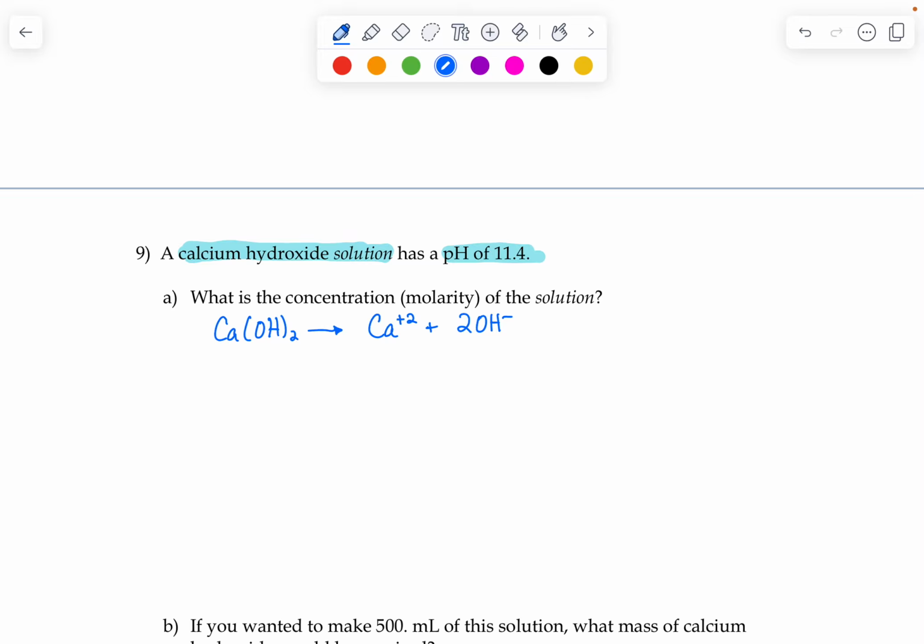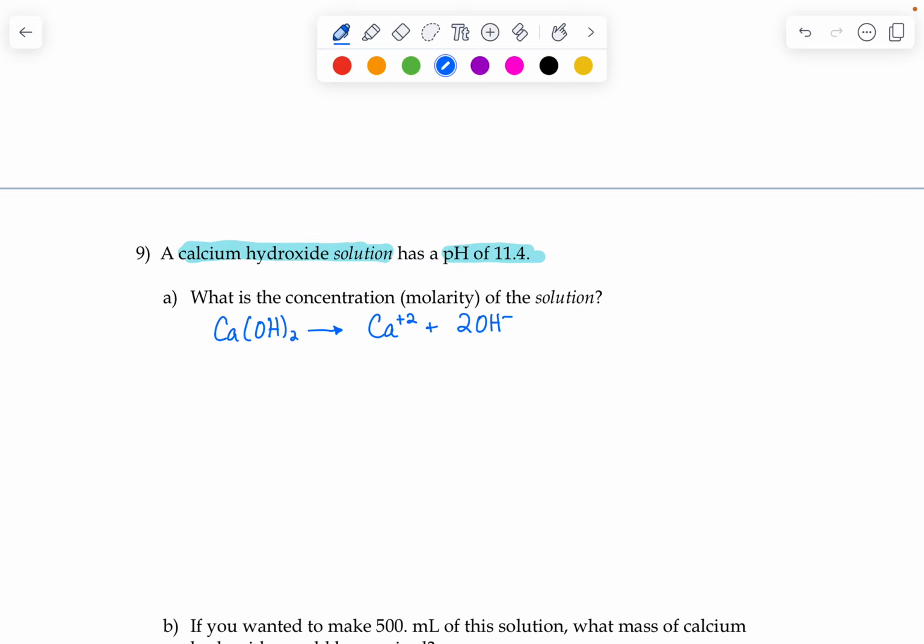Now, if you're a smarty pants out there on the internet and you are looking up weak acids and bases, strong acids and bases, it will not list calcium hydroxide as a strong base. I'm just using this guy as an example. So we're going to pretend that it is a strong base and breaks up 100%.